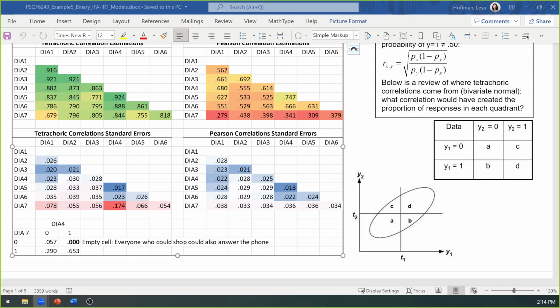So from a troubleshooting point of view, just staring at this correlation matrix is a useful thing. Staring at the Pearson correlation matrix for binary items could potentially lead you astray because it might look like things are unrelated, particularly for items that have a very skewed distribution where there's a lot more zeros or ones, or vice versa.